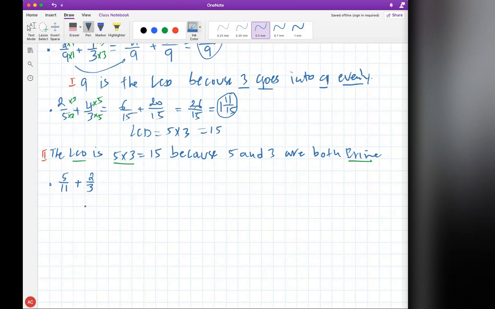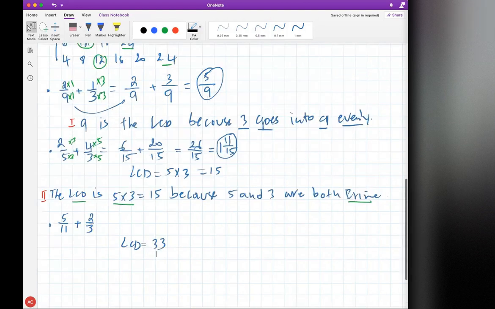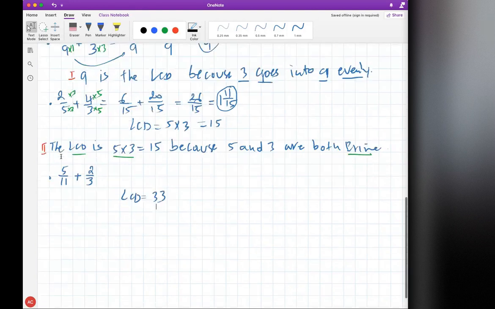Both of them are primes. That's right. So 3 doesn't go into 11 evenly. So we try the prime thing. Both are prime, so the LCD right away is 33. Or if you do the multiples, you can still find the same one, but it will take you a little bit of time. You're gonna have to do this. But if you think about the primes, you can do it quickly.